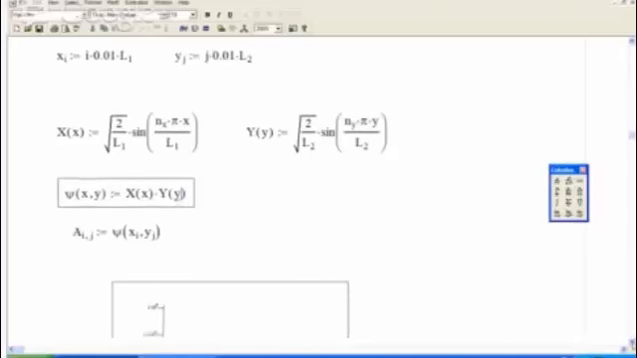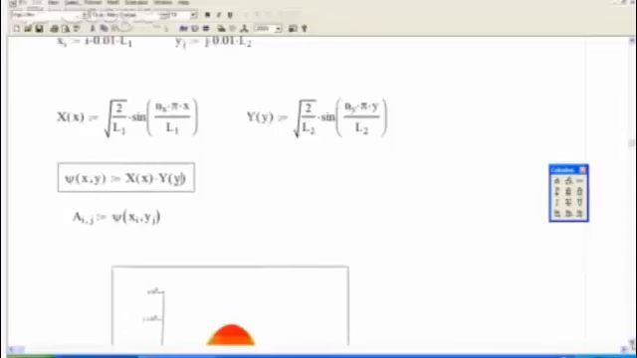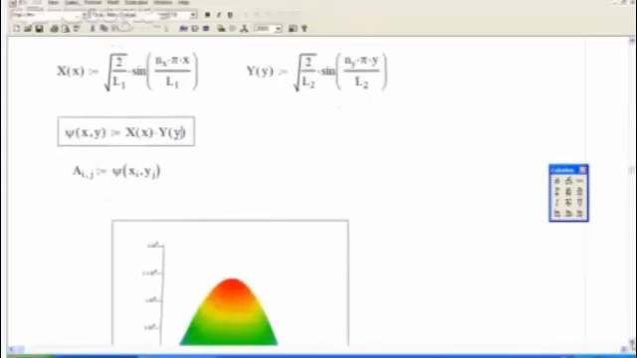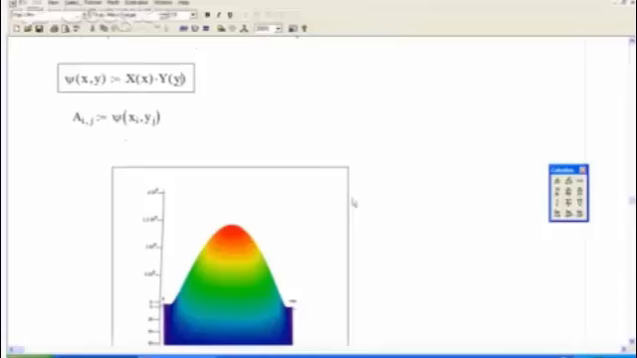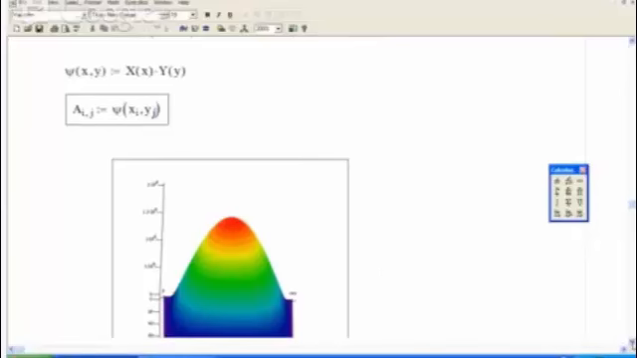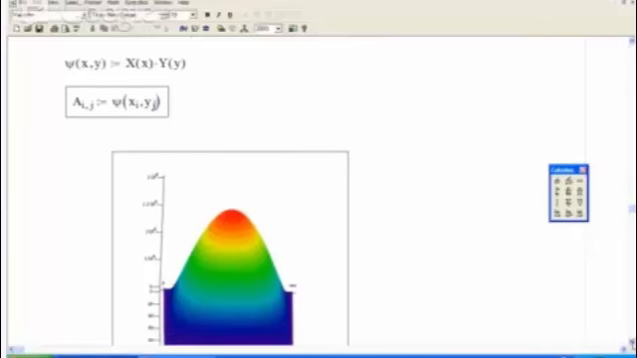All right? So like I said, if you want to draw a three-dimensional surface plot on MathCAD, you have to define a matrix that's calculated at equally spaced points. So here we define A sub ij. Okay, so this is row I, column j of matrix A, would be the value of psi at x sub I and y sub j. And when you do your surface plot in MathCAD, this is what you get for n equals 1.